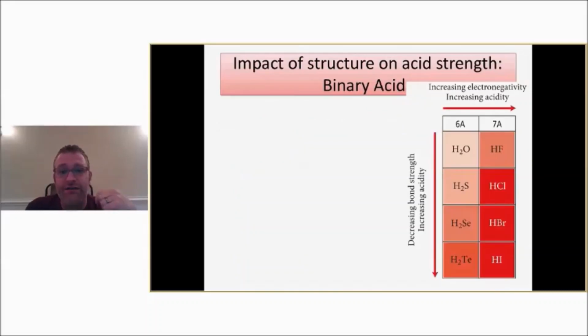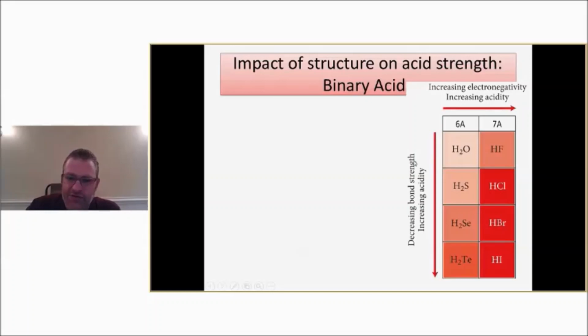Let's talk about the impact of structure on acid strength. And let's begin with binary acids. So binary acids are ones that we see here, where we have H's bonded to a single atom on our periodic table. And what we see is that as we increase electronegativity, we increase acidity. So for instance, fluorine is more electronegative than oxygen, and thus going from H2O to HF, we increase the acidity.